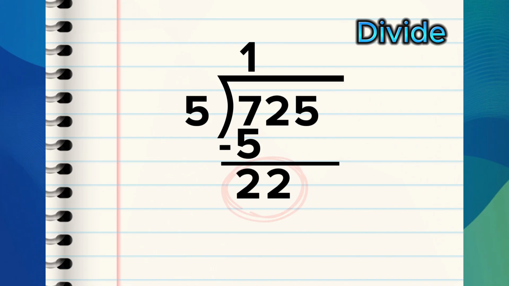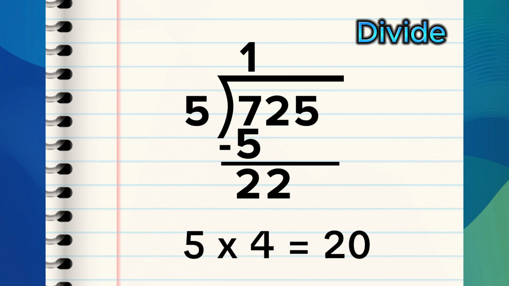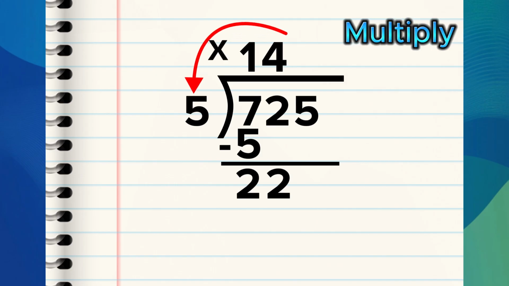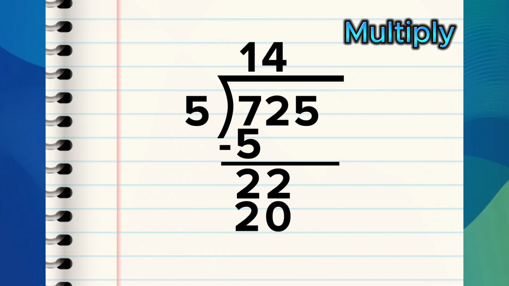So what was our next largest, do you remember? That's right. It was 5 times 4, which gave us 20. So my answer is 4. I'll put a 4 directly over top of the 2 in my problem. Now, multiply. As we said, 5 times 4 is 20. So we'll write 20 underneath of the 22 in our problem.